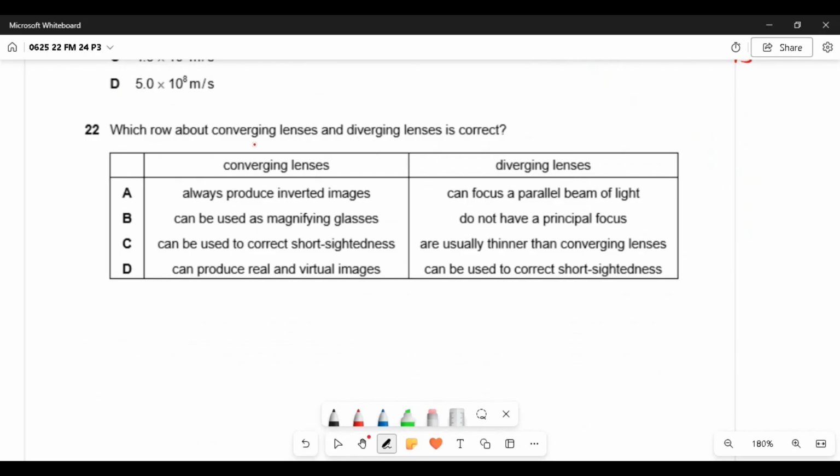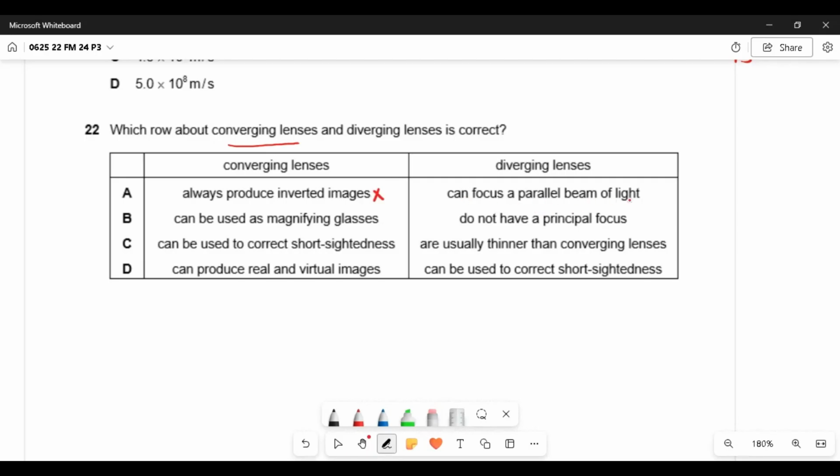Which row about the converging lens and diverging lens is correct? Let us start from A. Always produce inverted image? No, if an object is in between the optical center and the principal focus, it can also be used as a magnifying glass. It can be an upright image.